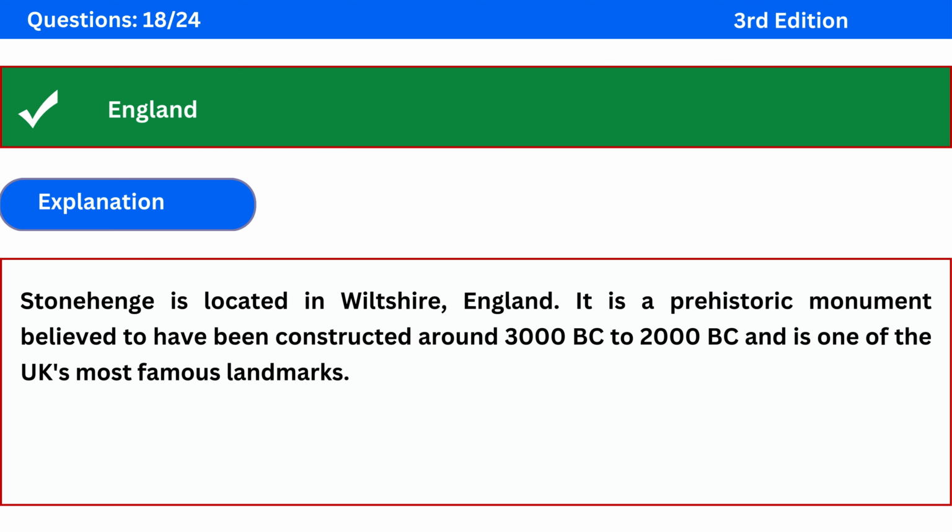The correct answer is England. Explanation: Stonehenge is located in Wiltshire, England. It is a prehistoric monument believed to have been constructed around 3000 BC to 2000 BC and is one of the UK's most famous landmarks.